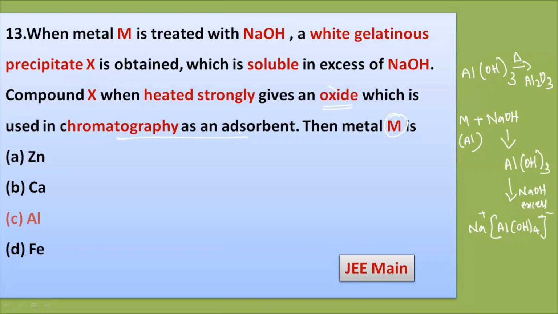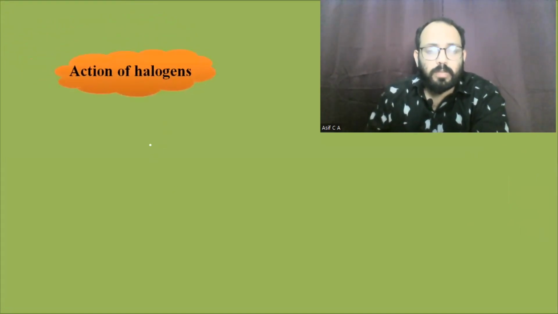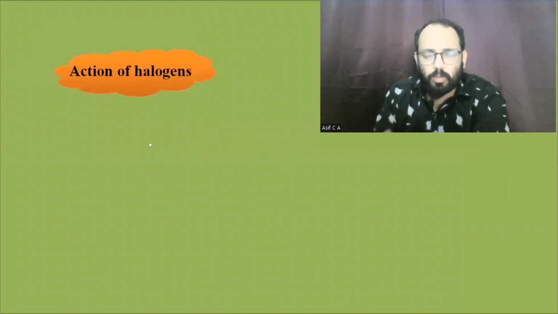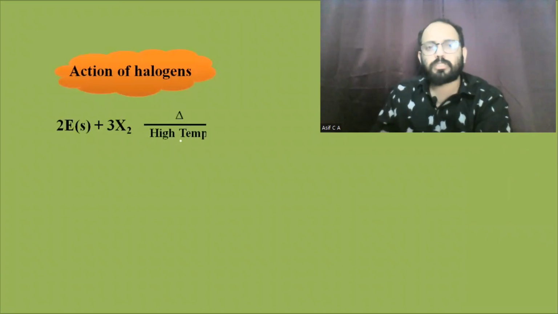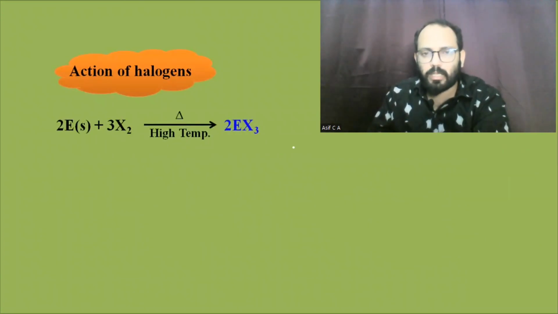How they are asking the questions. Look at that. Be careful. Now, action of halogens. When the elements react with halogens, what will be your compound, what will be your product? We'll see that. Element is reacting with X2 at high temperature, you will be getting EX3.